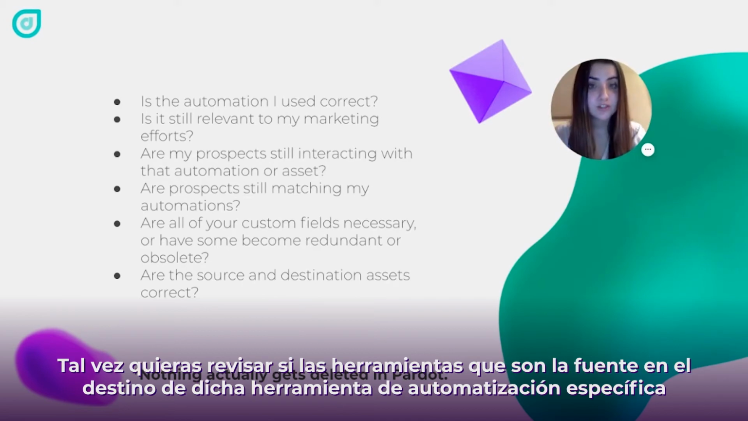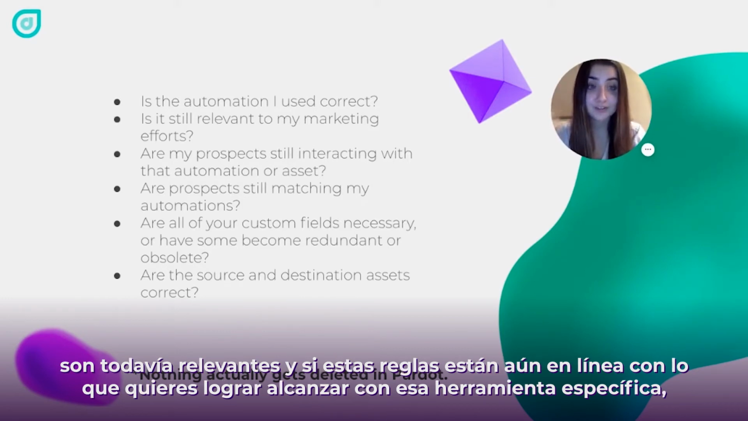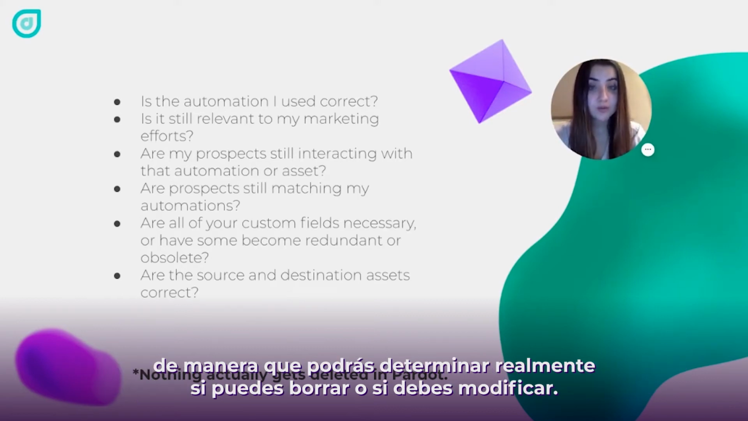So you may want to check if the tools that are the source and the destination of that specific automation tool are still relevant, if the triggers and the rules are still in line with what you wanted to reach with that specific tool. So that will help you determine if you can delete it or if you should modify it.